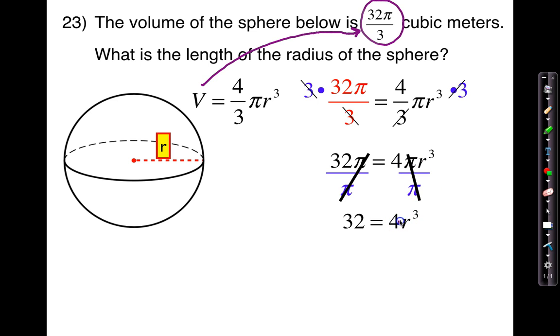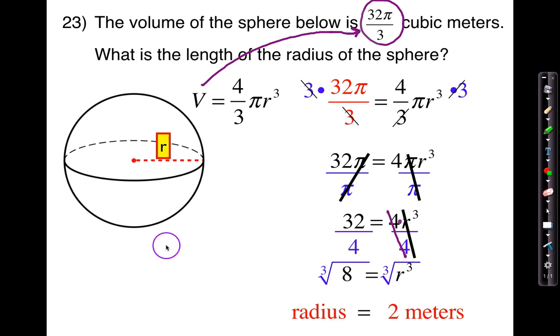This means 4 times r cubed, so the inverse would be to divide by 4, leaving me with 8 equals r cubed. Here the line was a little off, it should be crossing out the 4, not the r. So take the cube root of both sides and I'm left with r equals 2. So I would say the radius is 2 meters. And there is your answer.